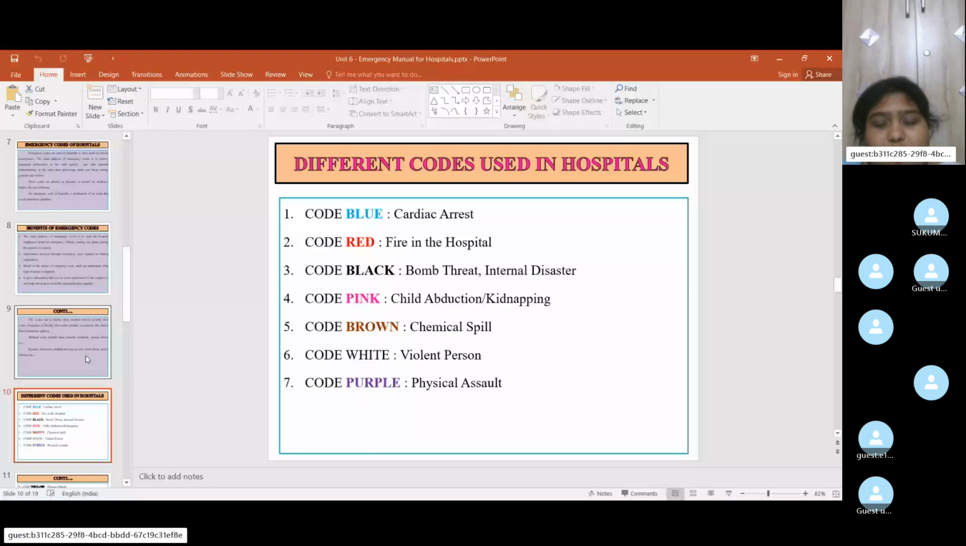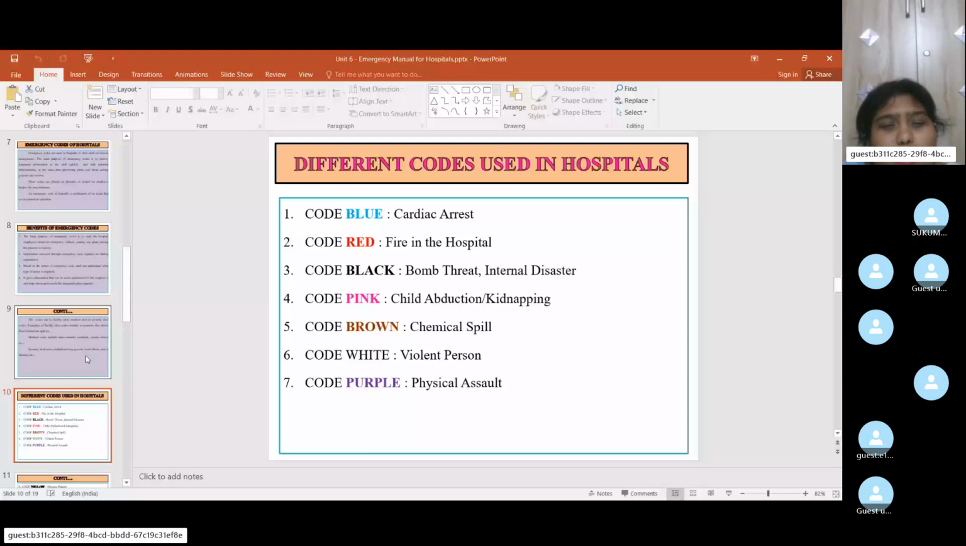Then moving on to code white. Code white is violent persons. During mass casualties or disaster, people are not allowed to come in because it is an emergency situation. Only the victims who are affected are taken into the hospital, wherein the family members, the relatives, and other third parties are restricted. But certain people start making nuisance in the hospital, so the security should come in and see to it that they don't hurt anybody or create more violence in the area.